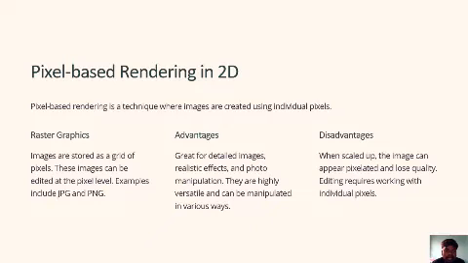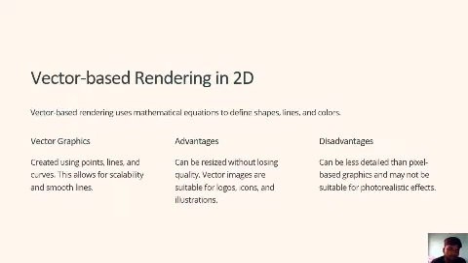They are highly versatile and can be manipulated in various ways. The disadvantages are that when scaling up, the image can appear pixelated or lose quality, and editing requires working with individual pixels. In raster graphics, the images are stored in a grid of pixels. These images can be edited at the pixel level. Examples are JPG or PNG files.